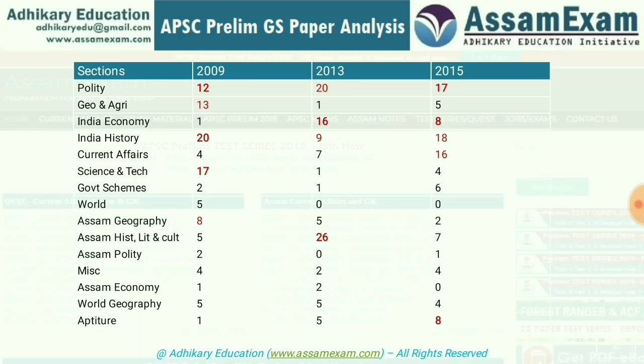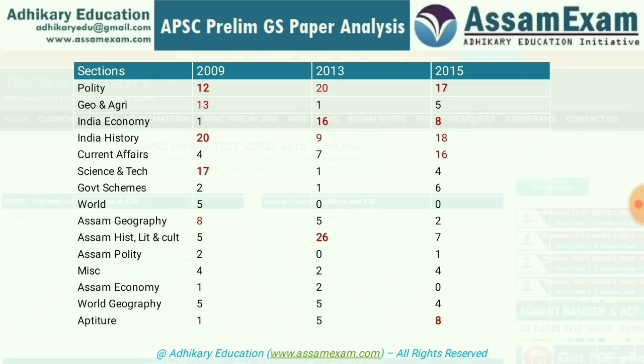After analyzing all the questions, I have come out with this data, and here you can see some numbers are in red. These are the most important topics that I have found. Most of the questions came from these. As you can see, in 2009 from polity itself, polity meaning excluding Assam, the Indian polity, you have the subject for which you have very concise material like Lakshmikant and many other materials. So you can score 12.